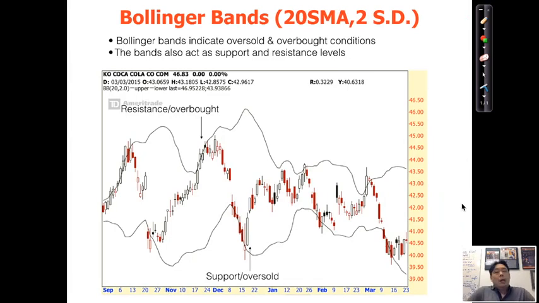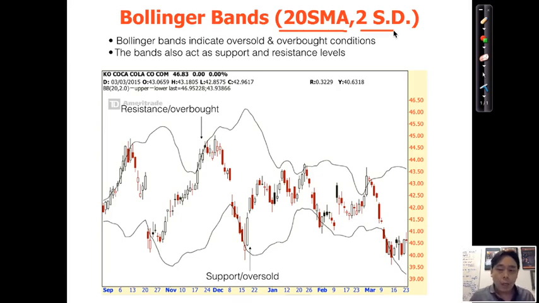All right, great. Now the other indicator which I use a lot, especially in counter trend trading, are the Bollinger Bands. Bollinger Bands are another indicator that's also used to indicate oversold and overbought conditions. They can be used together with the stochastics or by themselves. Bollinger Bands are also useful as support and resistance levels, and by default we use the Bollinger Bands 20 SMA with 2 standard deviations. It's a default setting on most software.